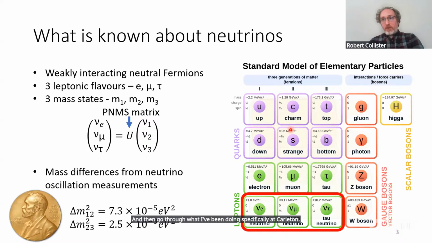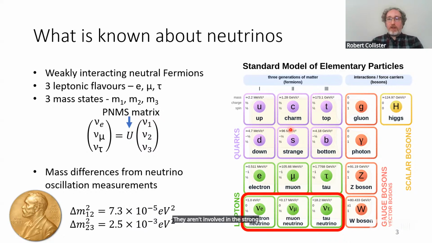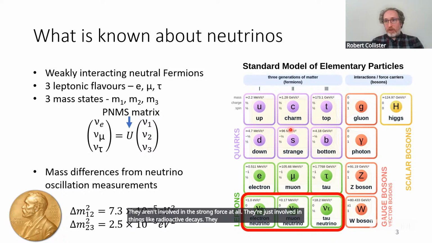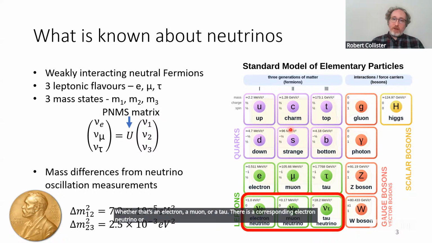So what do we know about neutrinos? We know they're weakly interacting neutral fermions, so they have no electric charge. They aren't involved in the strong force at all. They're just involved in things like radioactive decays. They come in 3 leptonic flavors, depending on the type of lepton they're paired with, whether that's an electron, a muon, or a tau. There is a corresponding electron neutrino or antineutrino, muon antineutrino, and tau antineutrino.